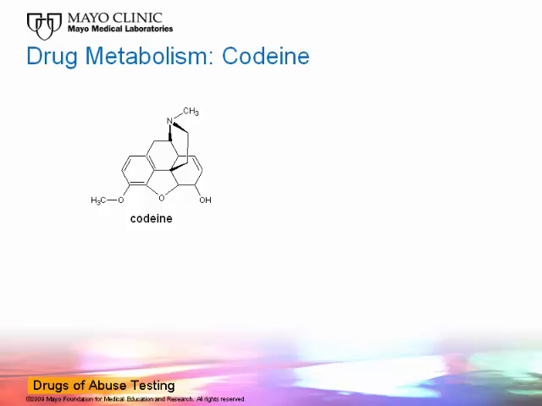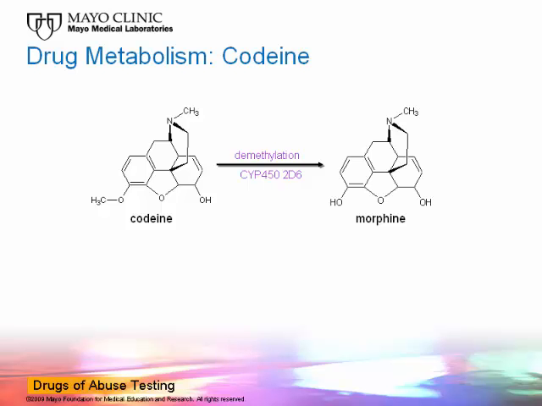Codeine is an interesting drug, again given as an analgesic. But codeine has its analgesic property not from codeine, but from its demethylated metabolite, morphine. Morphine, we've already discussed on the previous page, is glucuronidated and excreted.